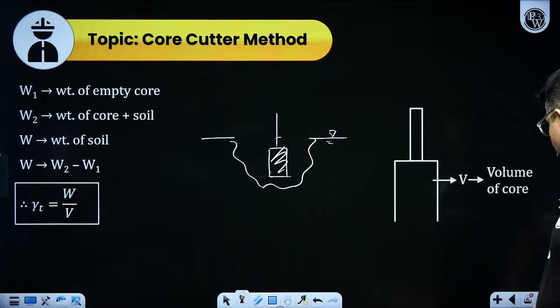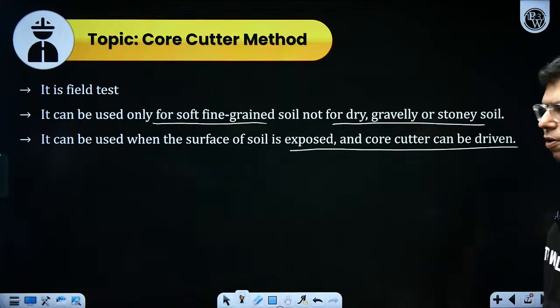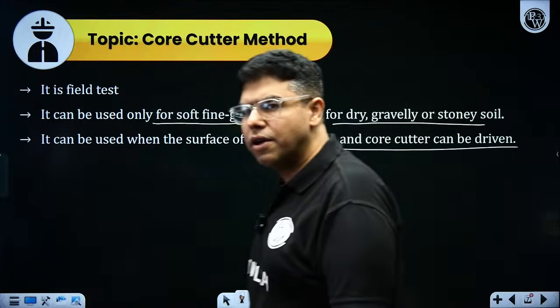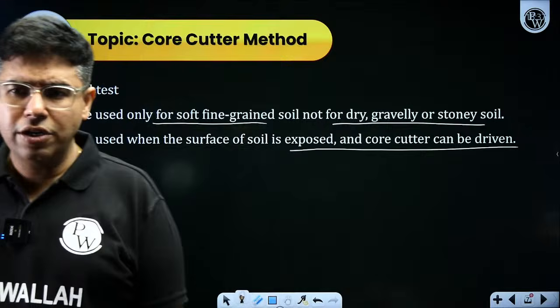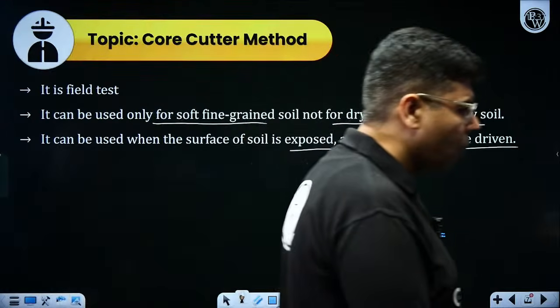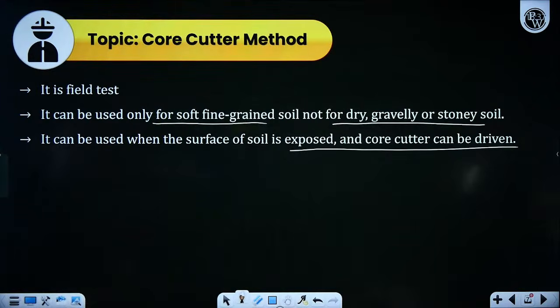Shall I proceed towards the next method? That is the water displacement method. That is a lab method. Very interesting method. Let's talk about the water displacement method in detail.